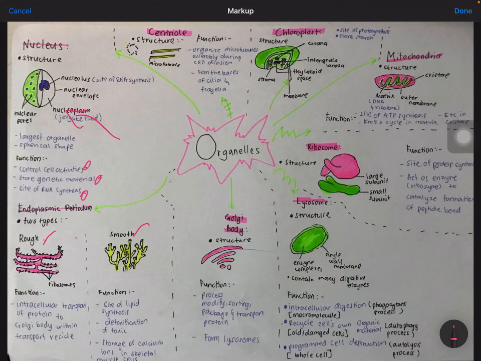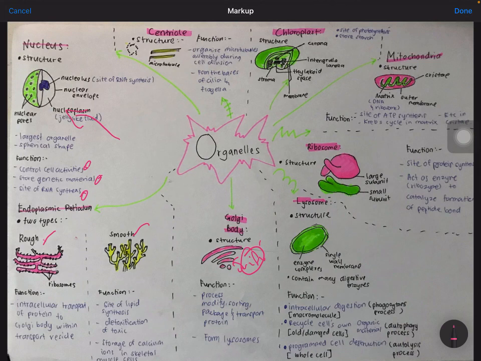Other than that, there's the Golgi body, whose structure is like Wi-Fi. I always draw it like this so it's easier, and it's just like a 2D drawing. The function is to process, modify, sort, package, and transport protein, which can form lysosome.